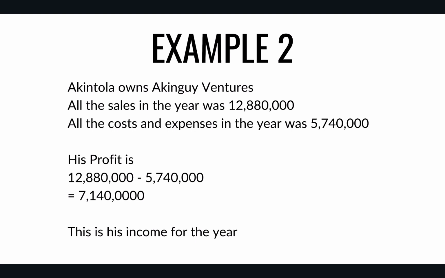Remember, Akintola owns an enterprise or a business name, whichever you choose to call it. It means that he and the business are one and the same. And we say all the profits of the business are his income. So the profit of 7,140,000 is considered his income, which will be used to calculate his tax.